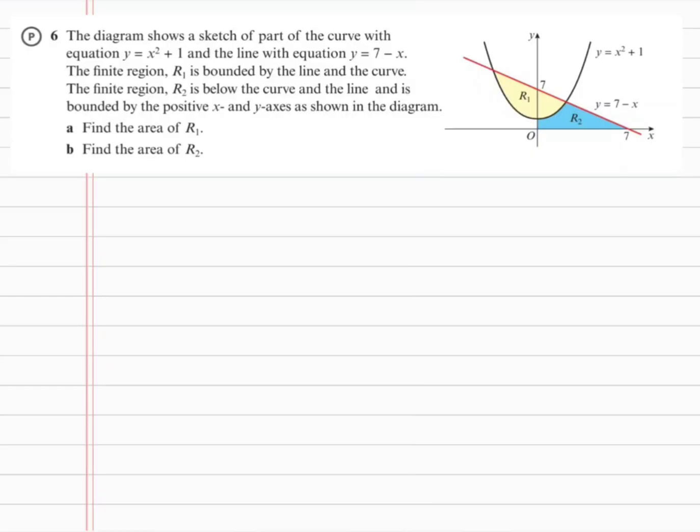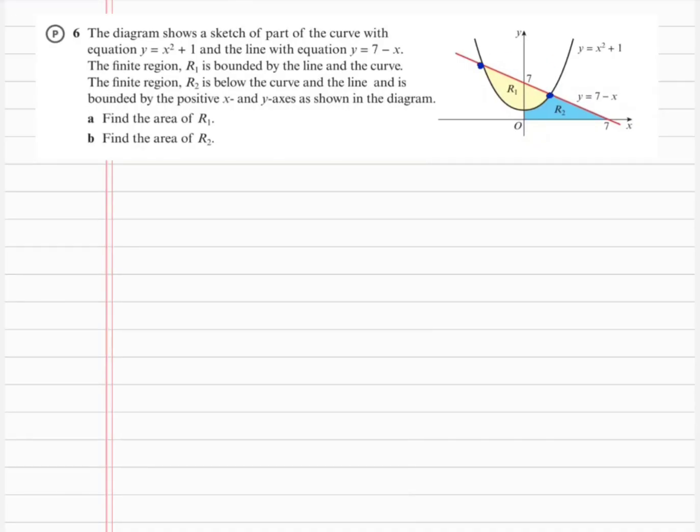So in order to find the area of region R1, we need to understand how the integral should be set up, because we first have the line, and we obviously need to know the points of intersection to begin with, because we are going to use them for the limits of the integration. So in order to find the points of intersection, these 2 points here and here, we first need to set the two equations equal to each other. So x squared plus 1 is equal to 7 minus x.